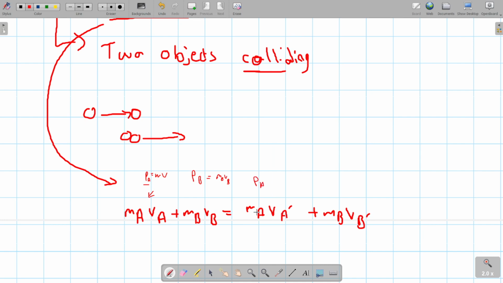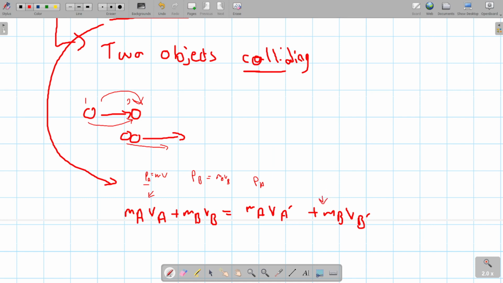Why am I not putting MA prime? Because the mass of the object obviously won't change. The only thing that changes after these two objects bump into each other will be the speed of the object, right? It bumps into this one, then the speed changes, right? But the mass is still the same. This will be 1 kilo, this will be 2 kilos, for example. So this mass will always be the same. The VA will change. That's why we say VA prime plus MB VB prime.